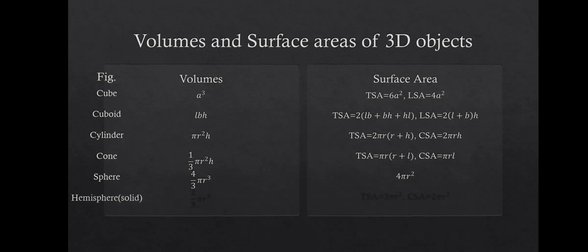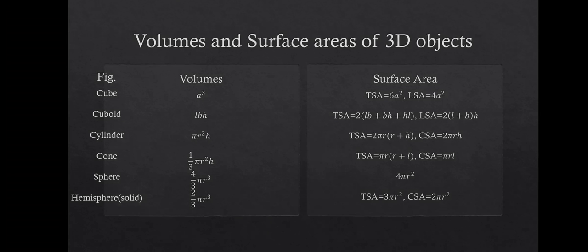Now obviously I am talking about a solid hemisphere, and in that case a solid hemisphere has a volume of 2 by 3 pi r cube. It doesn't matter if it is solid or hollow, a hemisphere is always going to have the same volume. Now the total surface area and curved surface area is something that matters. In case of a hollow hemisphere, we don't have a total surface area, it will only have a curved surface area, and that is 2 pi r square. That is half of the surface area of the sphere.